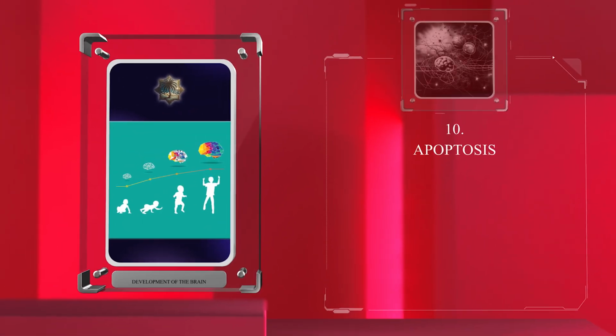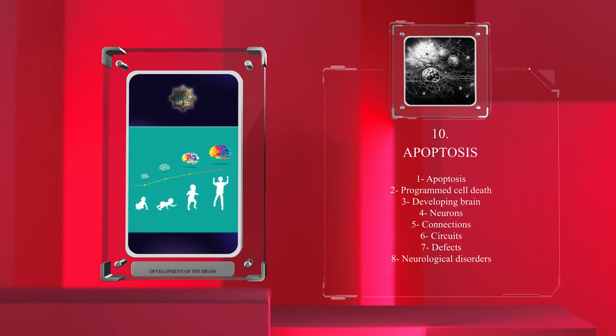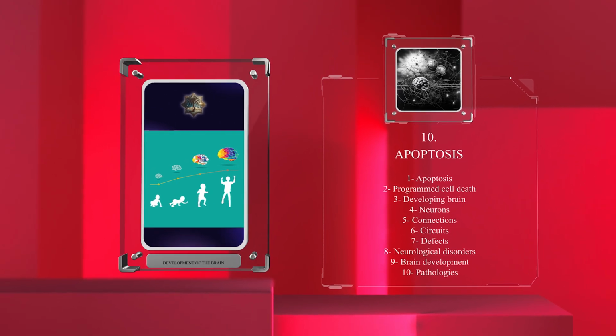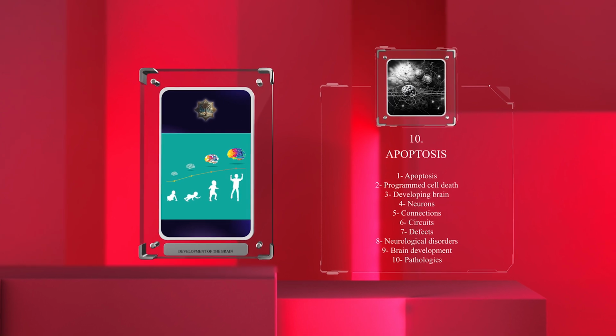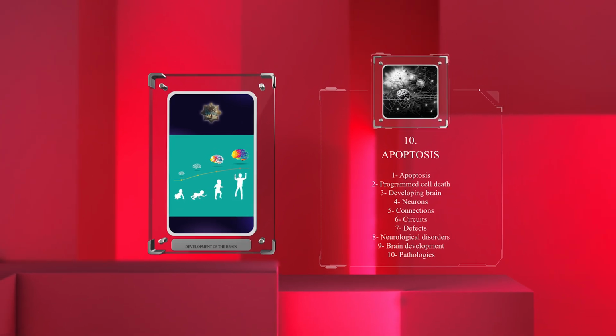Apoptosis, or programmed cell death, shapes the developing brain by eliminating unnecessary neurons and establishing proper connections and circuits. Defects in apoptosis can contribute to neurological disorders. Studying apoptosis helps understand brain development and associated pathologies.